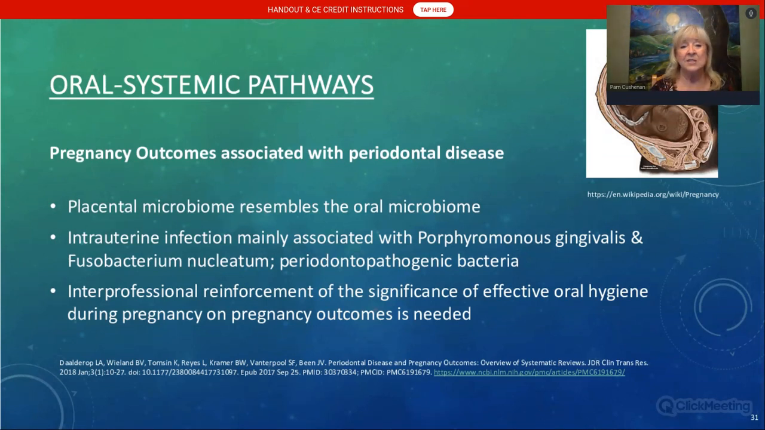infant and children. So we really have got to, not just us, but doctors, nurses, social workers, everybody needs to emphasize the importance of oral care, oral health, oral professional care, and the importance of it to protecting the health of the infant throughout pregnancy and after.